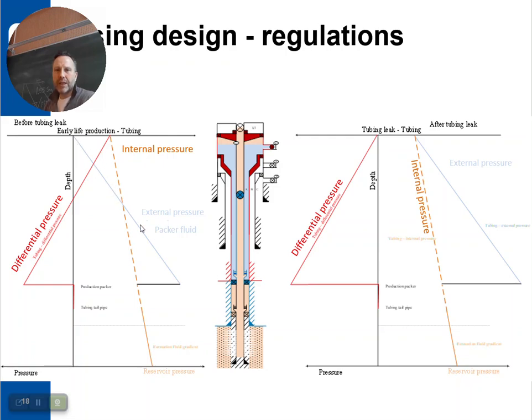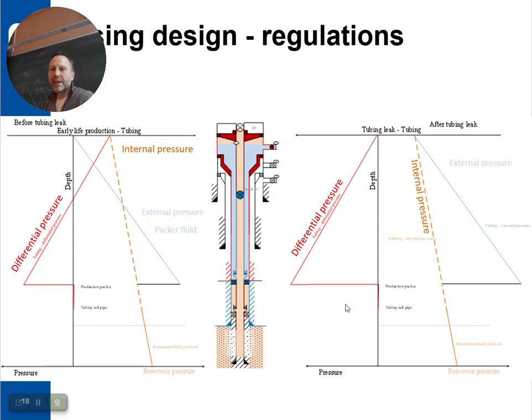The blue line being the external pressure of the tubing, and it would be 0 at the tubing hanger. It would be the gradient of the packer fluid going down. The pressure inside the tubing is this stable one here. It's a natural pressure from the reservoir, and you deduct the density, the weight of the fluid that you're producing. Then you arrive at this point, and then you see the differential pressure is like this.